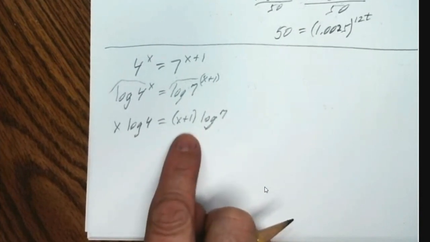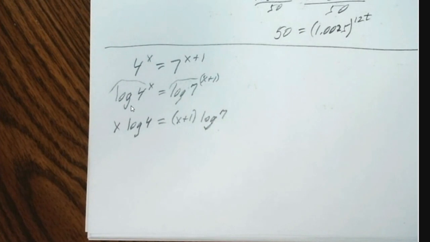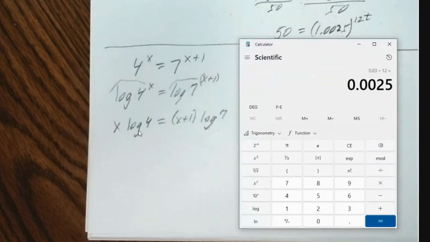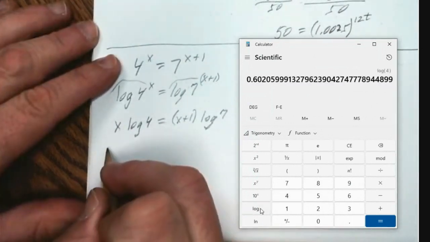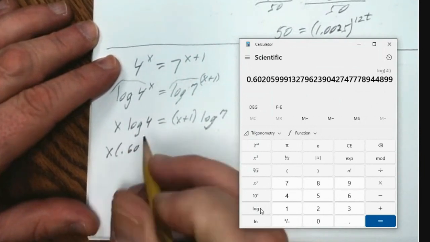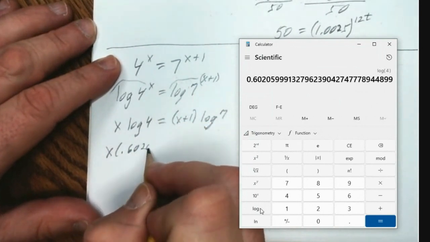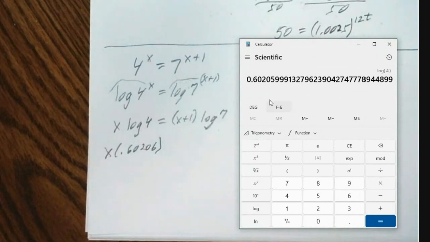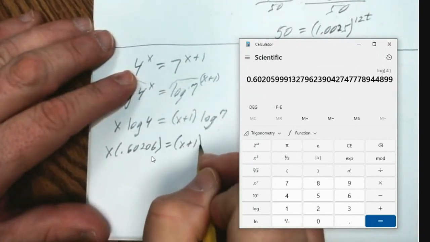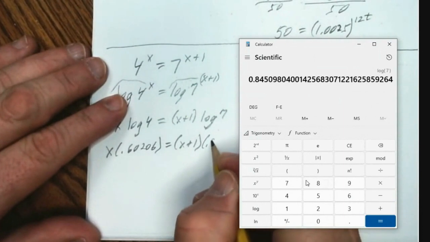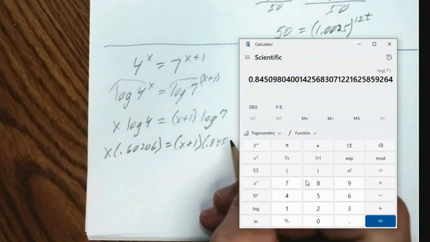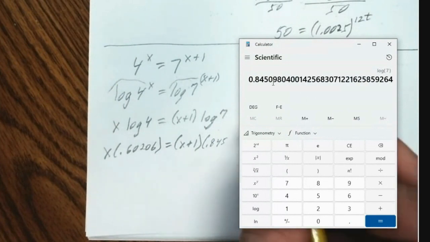Well, your calculator can do this because when I put the log in front, I just chose base 10. So what is log 4? Log 4 is 0.602. So this is x times 0.60. We'll go 5 decimals, so it'd be 0.60206, since those are 9s, equals x plus 1 times log 7. Well, what's log 7? That's 0.845. The 9 is going to round up to a 10, so that'd be 0.84510.